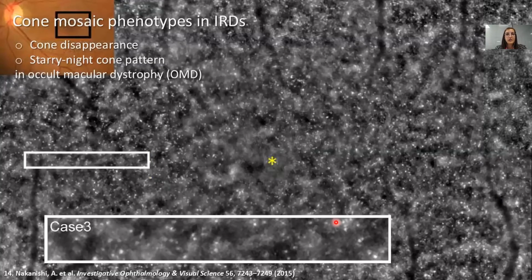Then in this OMD case, we also have cone disappearance, but instead of blurred areas, we observed what Katharina Stingel called starry night cone pattern throughout the macula. This pattern seems to be typical of OMD, according to previous presentations.